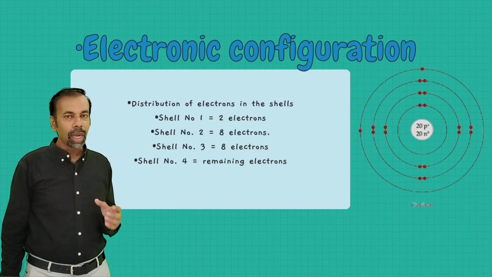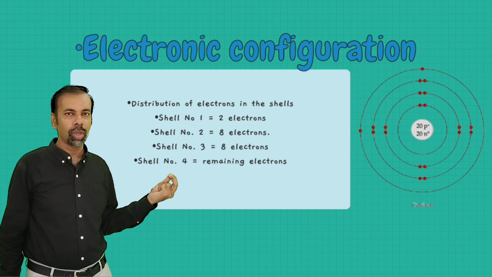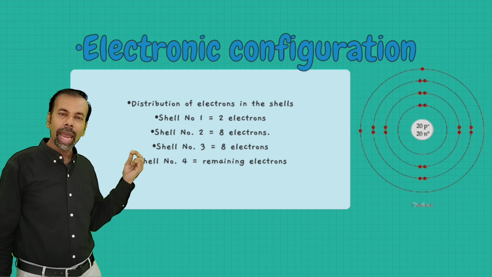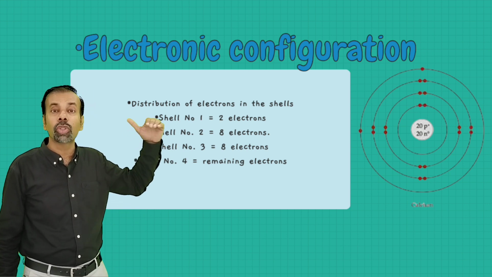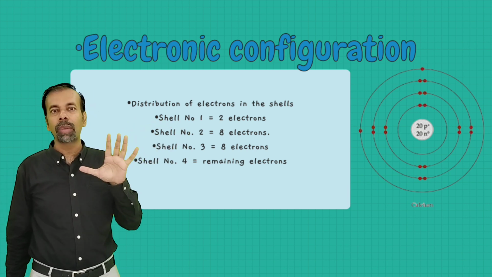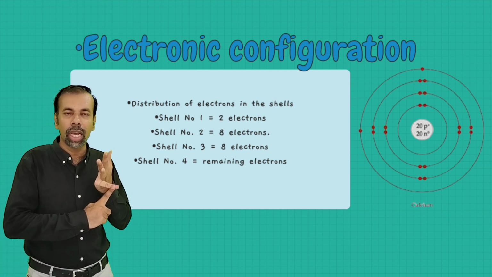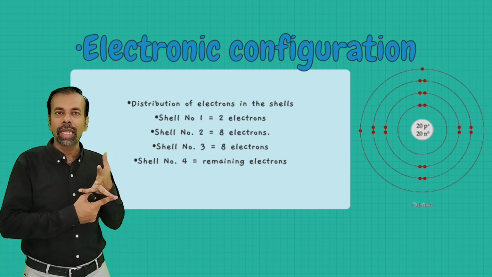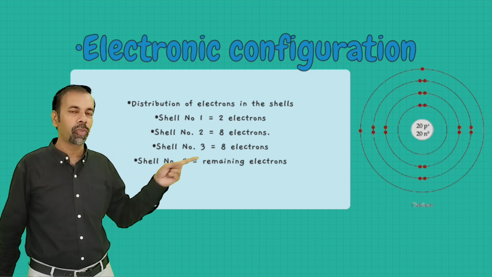In an atom, first shell contains only 2 electrons, and second shell contains 8 electrons, and then third also contains 8 electrons. We are actually talking about first 20 elements. So in first 20 elements, first shell 2 electrons, then 8 electrons, and then third shell contains 8 electrons, and the remaining will go to the fourth shell.